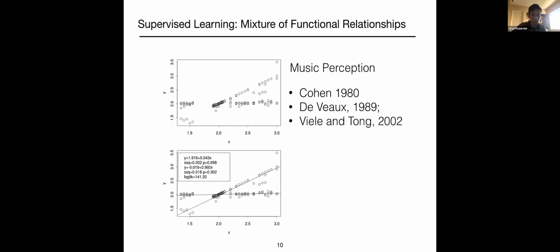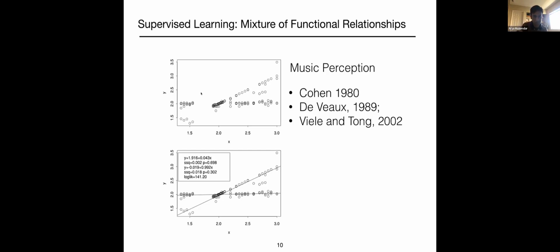For example, this plot appeared in this paper by Cohen in 1980, which is a plot of music perception. I think on the x-axis a tone is being played, with a frequency, and on the y-axis people are asked to identify the tone. So 2 means it's proportional to some frequency, 2.5 is that proportion of the frequency, and whatever you are identifying is on the y-axis.